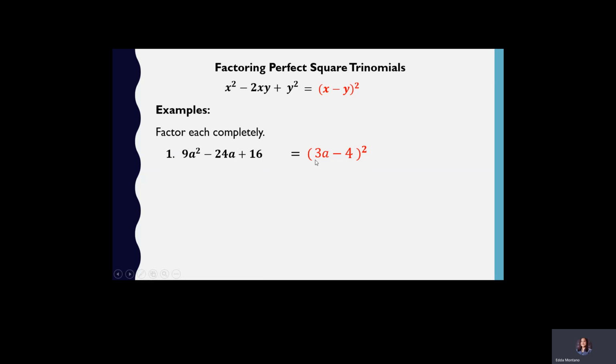Let's always check the middle term again. I always remind you of this one. 3a times 4. That's 12. Negative 12. Negative 12a times 2. That will give you negative 24a. So basically, this is correct. Okay, we are about to finish our discussion. Let's have the second one.